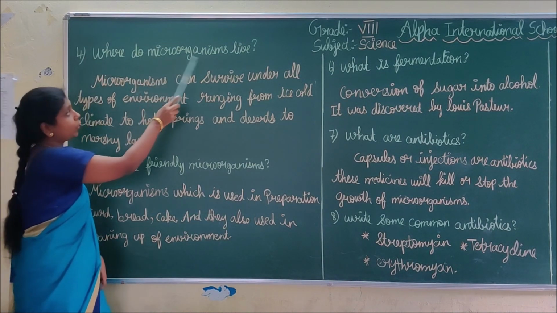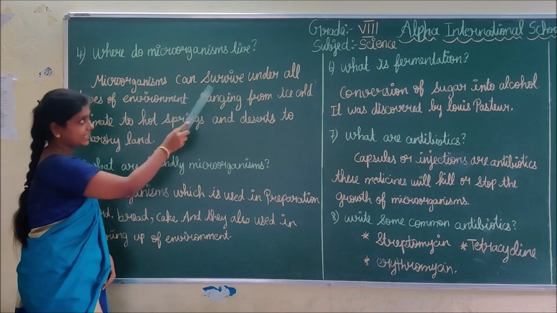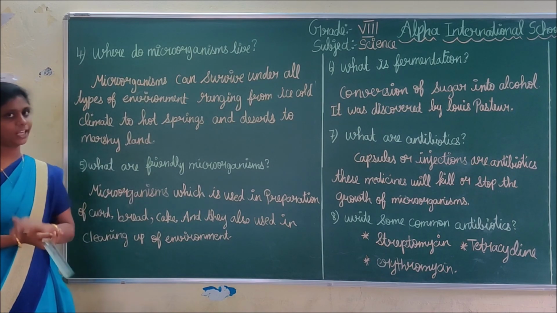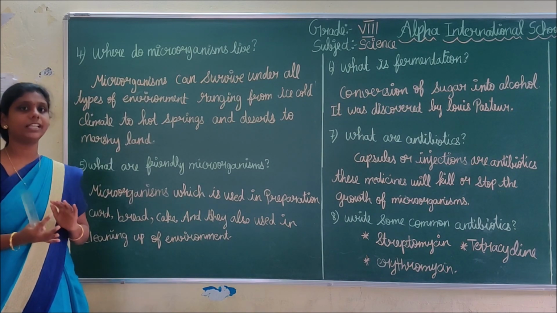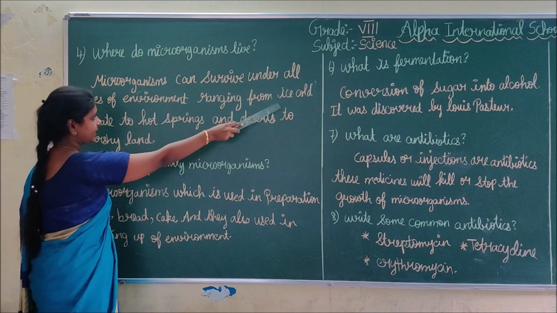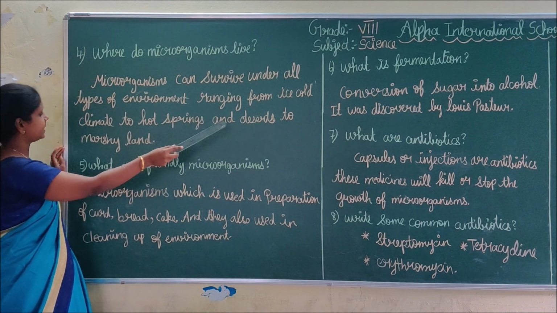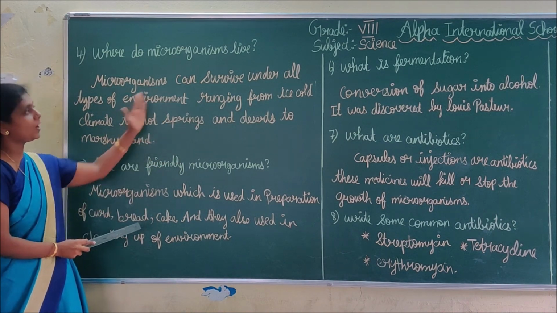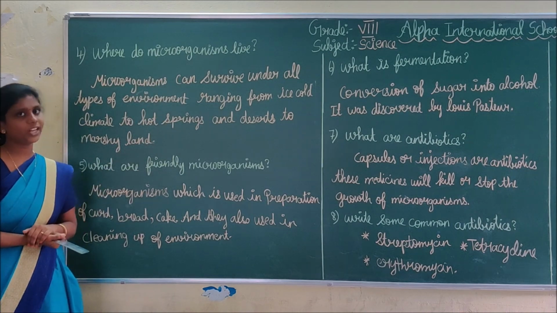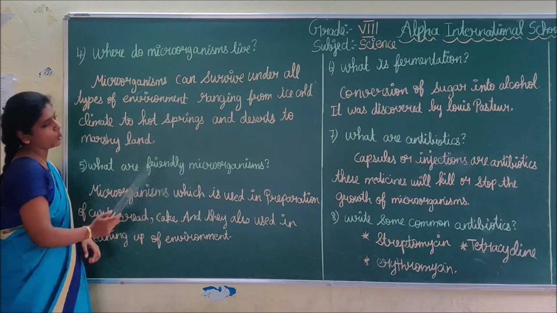Where do microorganisms live? Microorganisms can survive under all types of environment, ranging from ice cold climate to hot springs, and deserts to marshy land. In all these environments, microorganisms live. Okay, do you understand?